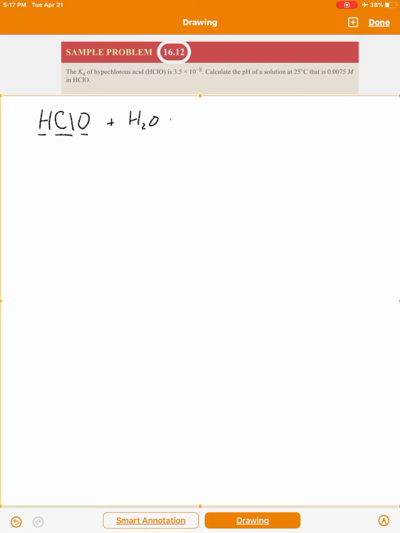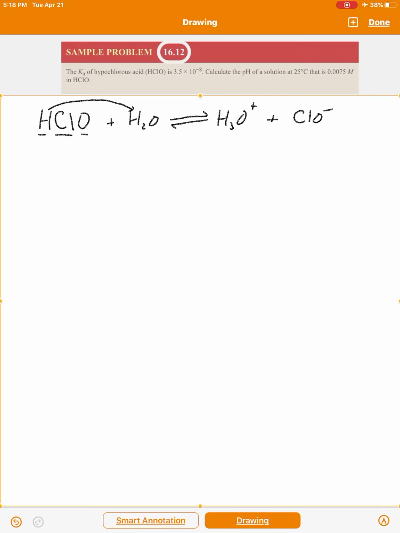It's a weak acid because it has a Ka, and the Ka is less than 1. It donates an H plus to the water. So the water now becomes hydronium. This is the conjugate acid. And then you're left with ClO minus, that's the conjugate base, right? Bronsted acid-base chemistry. You transfer the H plus from one reactant to the other.